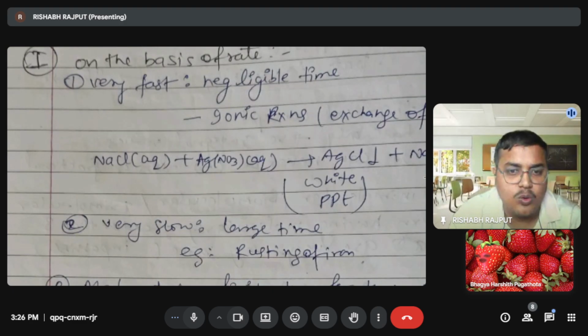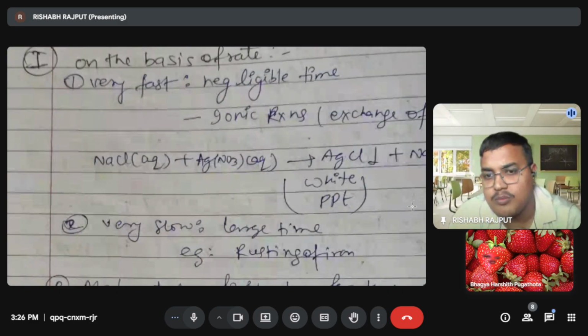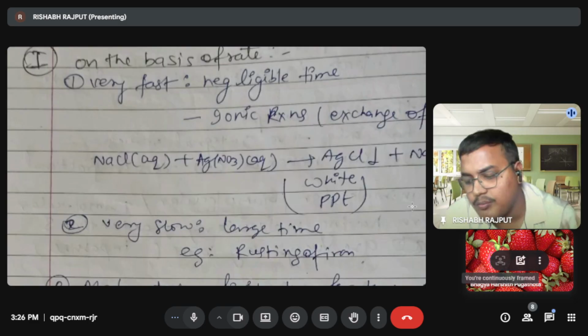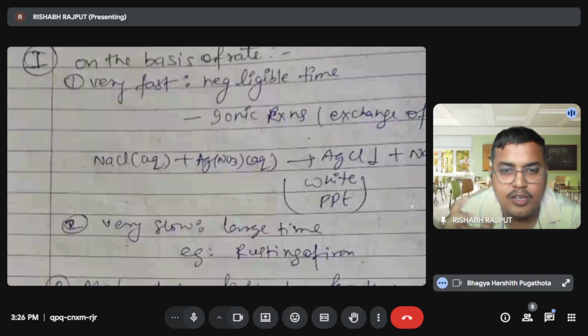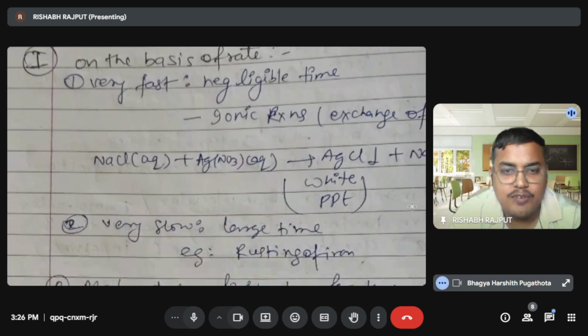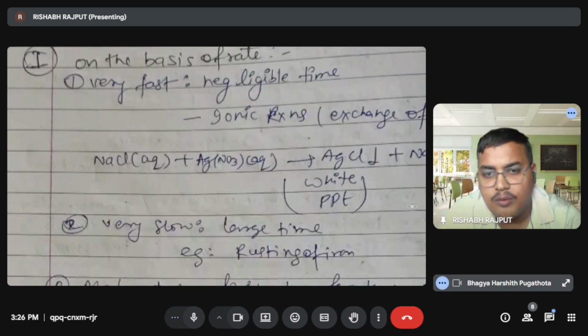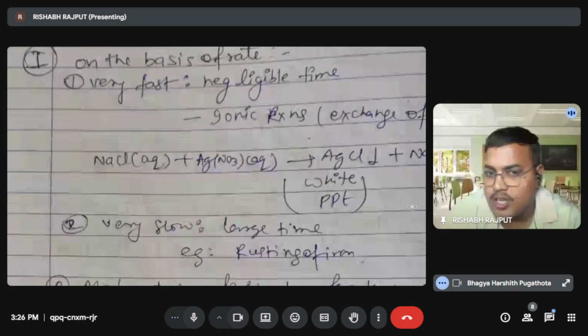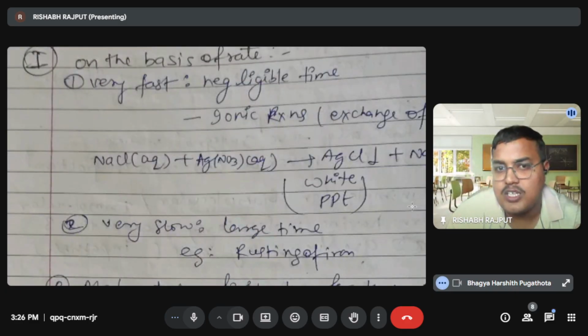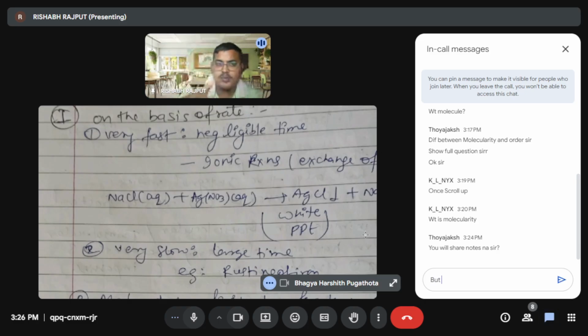The second type of reaction is very slow, like rusting of iron. You understand, whenever some iron is lying outside your home, after 1 or 2 years it will get rusted. So you can understand it takes so much time for iron to rust. That is why we call it a very slow reaction. For that also we are not calculating here. Please understand, in chemical kinetics we are not focusing on very slow or very fast. Very fast takes only 5 to 6 seconds, and very slow reactions like rusting of iron take 3 months, 4 months, 1 year, 2 years. So here we are not focusing on very slow or very fast.